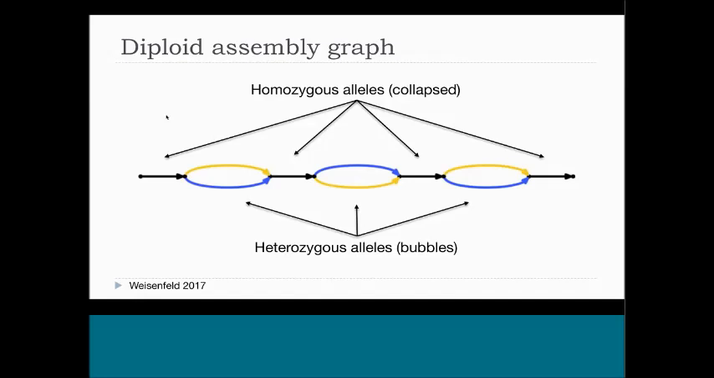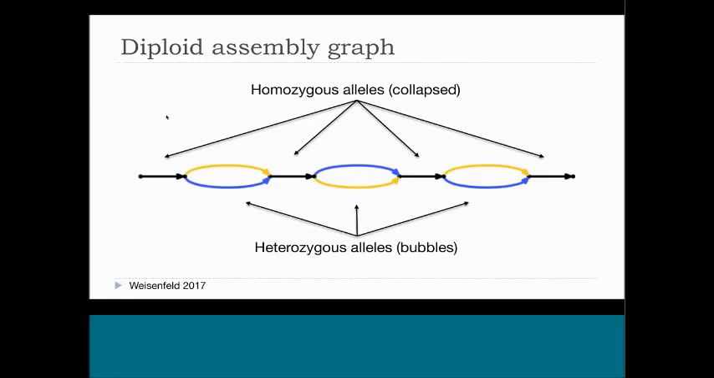When you have, not even a population, but just a diploid genome from a single individual, typically the assembler will represent this as a graph structure where regions of the genome that are essentially homozygous at some threshold get collapsed into a single path, here in black. And the heterozygous alleles, if they're sufficiently diverged, separate out into these bubble structures where the blue path represents one haplotype and the yellow path represents the other haplotype.